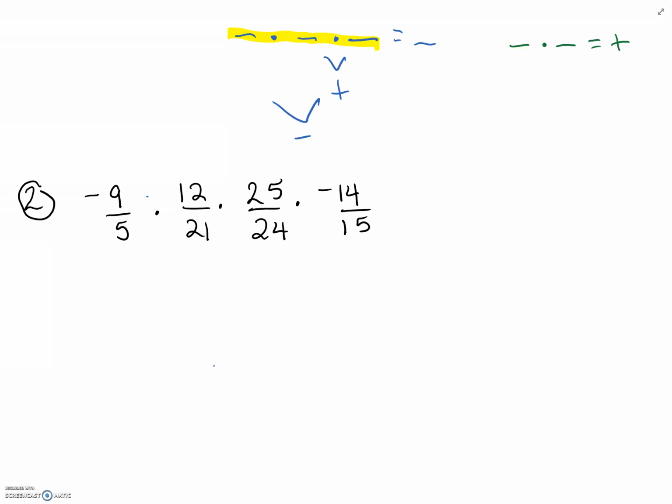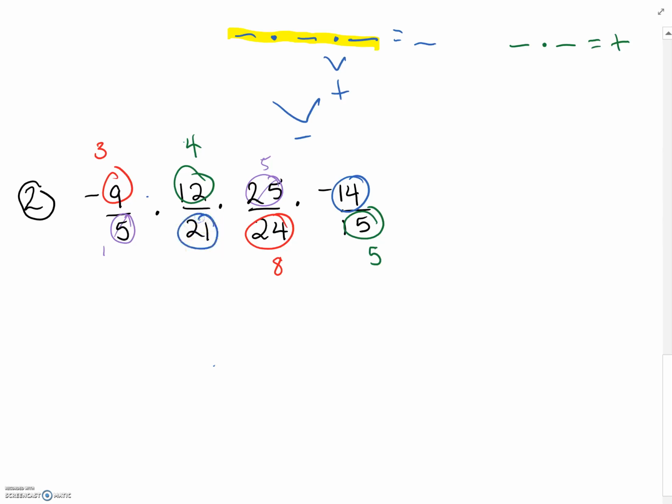I'm going to show my cross canceling. You can skip that if you'd like. And you don't have to do it in the same order that I do it in. 5 goes into 5 once, 5 goes into 25 5 times. Let's see, I've got a 9 and a 24. 3 goes into 9 3 times. 3 goes into 24 8 times. I have a 15 and a 12. 3 goes into 12 4 times. 3 goes into 15 5 times. It's like a puzzle. I have 14 and 21. 7 goes into 14 2 times. 7 goes into 21 3 times.